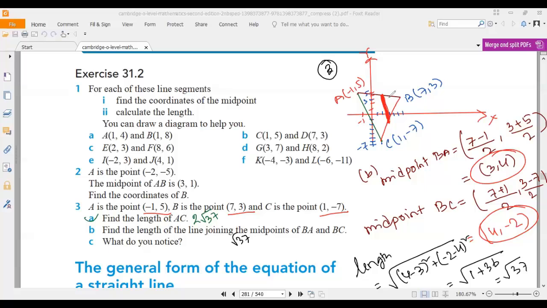So what do you notice? We can easily see from these 2 lines, this line is actually half of this line. So we can write the length of the line joining the midpoints of BA and BC will be half of the length of AC. Very simple. Or the length of AC will be twice the length of the line joining the midpoints of BA and BC. Anyway, you can write the answer. So the answer for C will be written in that way.